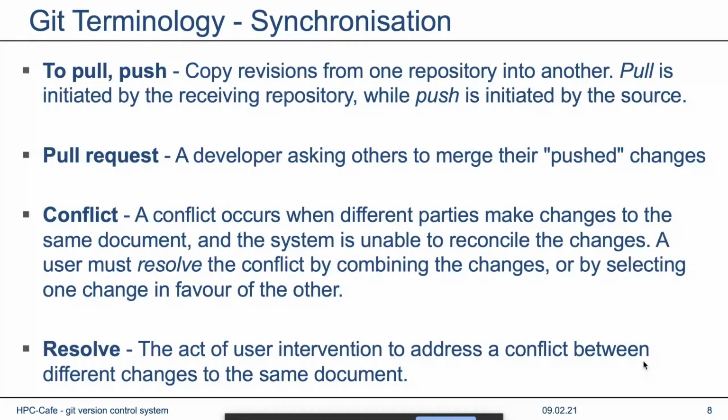Usually, or in many cases, it can be fixed automatically. But when there is a real conflict, a user must decide by hand if the changes are combined or if you want to select one change in favor of the other. We will also talk about this in more detail. And when you fix a conflict, this act of user intervention to address it is called to resolve the conflict.